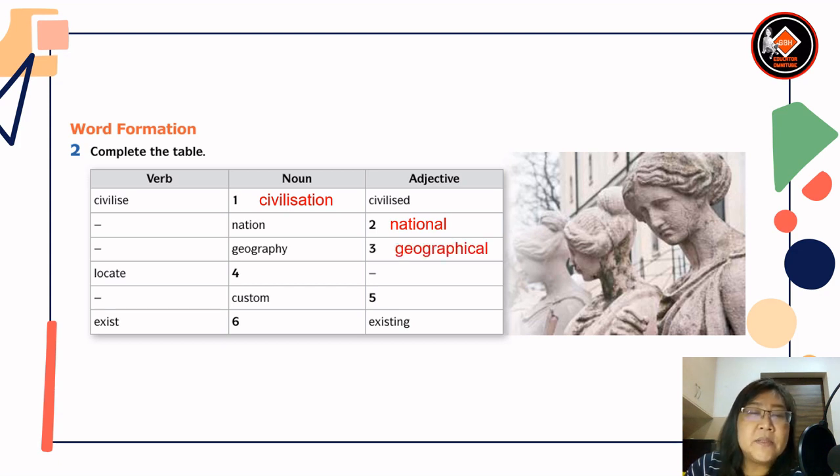Locate is a verb, so the noun is location, and the adjective, no, there is no adjective. Next we have the noun custom, so the adjective is customary. Then the last one we have the verb exist, so the noun is existence, and the adjective is existing.